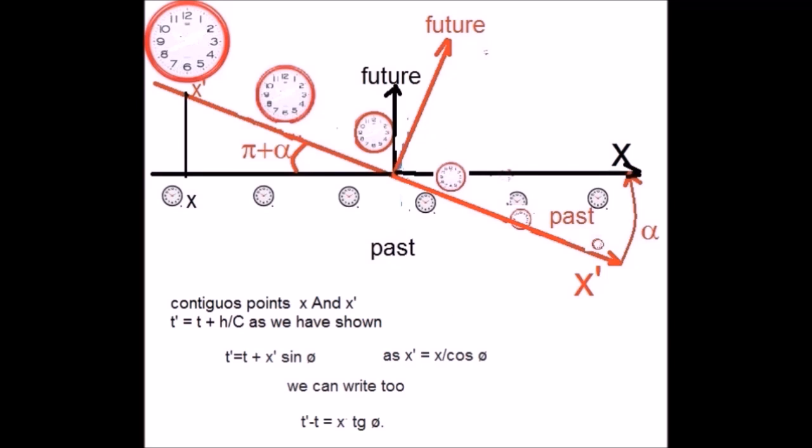Comparison between the measurements of a clock of a stationary system with those of a moving system. In relativity, to compare clocks of two reference systems, it is necessary that they be in the same spatial location. In the figure, we see two events that are in the same spatial location. A vertical line joins them. Rule of the contiguous points. We make the comparison of time between contiguous points with the formula t prime equals t plus h over c. h is equal to x prime sine phi. Then the difference between the adjacent points is t prime minus t equals x prime sine phi, or x tangent phi. The proof from the Lorentz transformations is very simple.